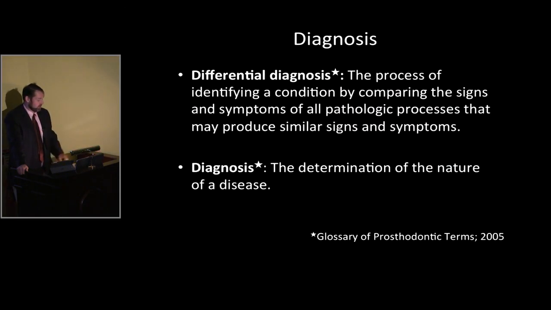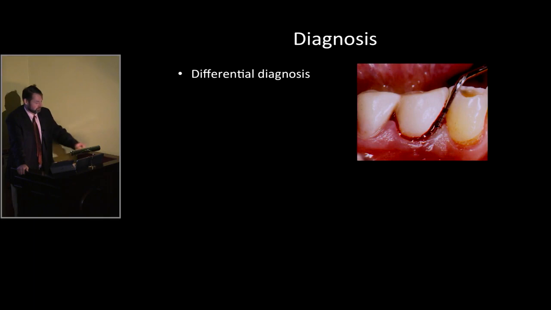Once we have our diagnostic information, you should be aware of the concept of a differential diagnosis, which is the process of identifying a condition by comparing the signs and symptoms of all pathological processes that may produce similar signs and symptoms, and then finally arrive at a diagnosis, in other words, a determination of the nature of disease. So, two examples before we close.